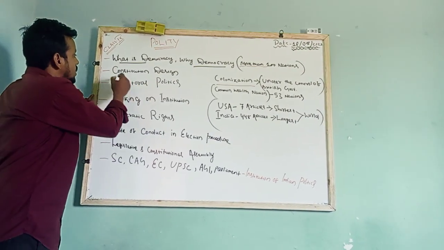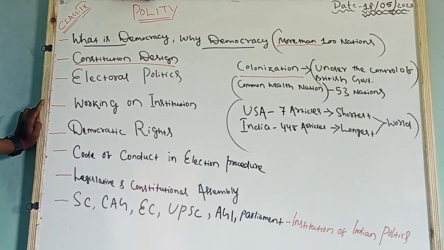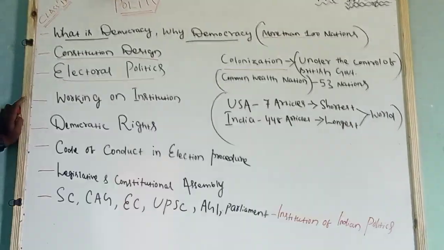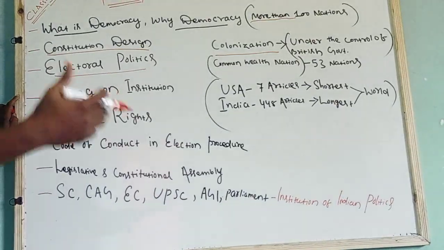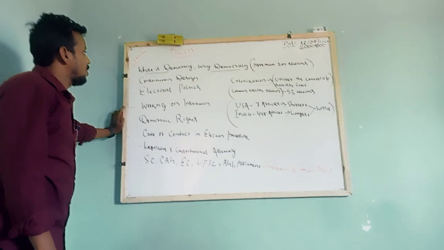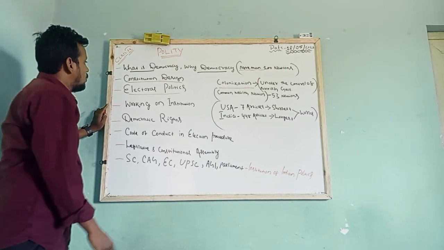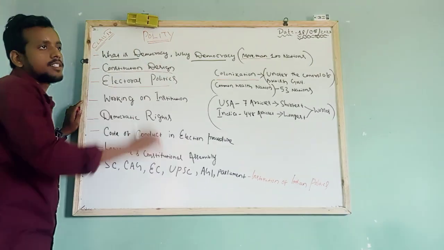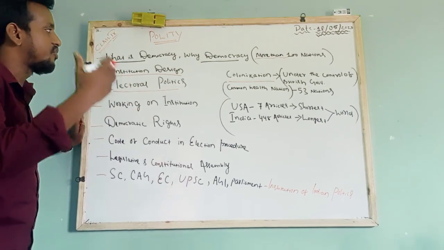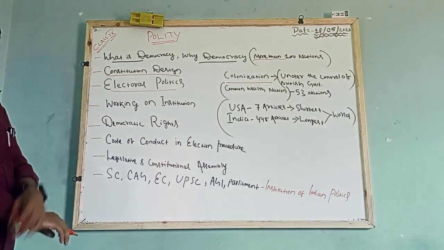And from the very beginning, there are two words: one is constitutional design, and the other is electoral politics. We design the constitution by framing different features, borrowing the best features from different parts of the world. We have taken so many features, and now there should be electoral politics. Elections must be free and fair, and contested in a free and fair way.